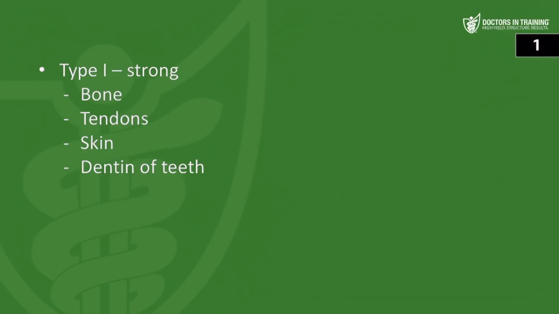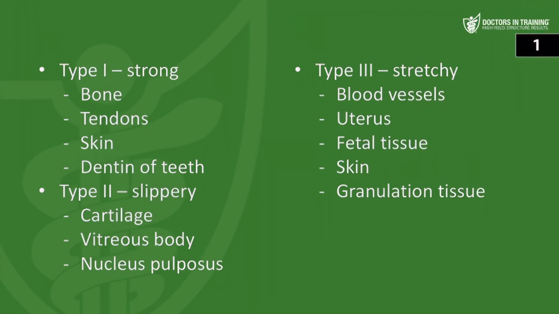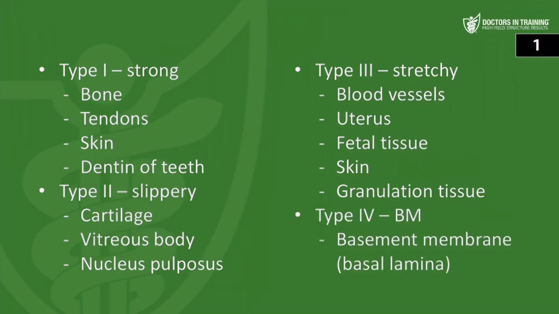Type 1 is the strong type, which is found in bones, tendons, skin, and the dentin of the teeth. Type 2 is your slippery type, found in cartilage, the vitreous body, and the nucleus pulposus. Type 3 is the stretchy type, found in blood vessels, in the uterus, fetal tissue, in the skin, and also granulation tissue. And then type 4 is BM for the basement membrane or the basal lamina.